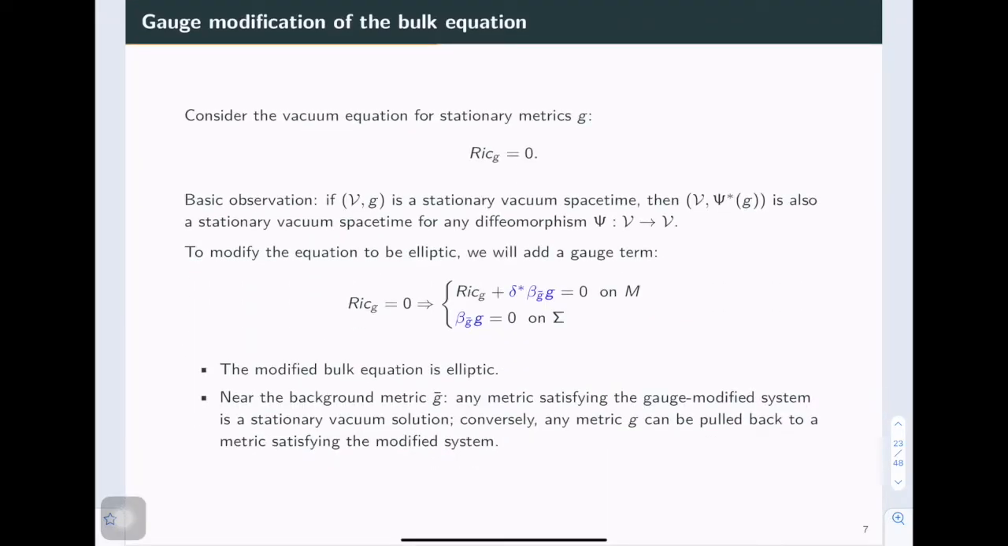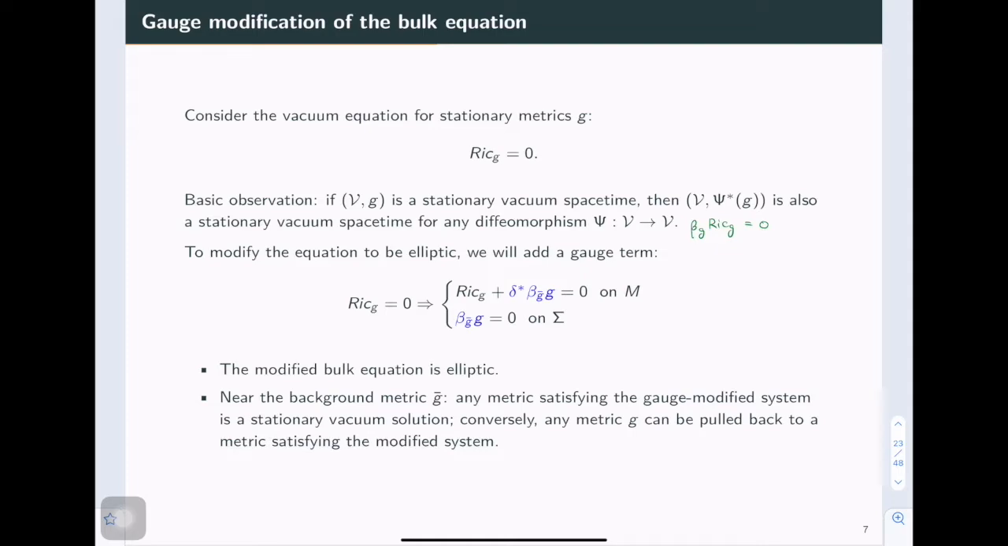After the modification, we can check the symbol of this bulk equation and verify that it becomes an elliptic equation for the metric G. Moreover, we need to make sure that solutions to the modified system are still stationary vacuum. To do so, we can use the Bianchi identity for the Ricci tensor. It is a basic fact that if we take the Bianchi operator with respect to the metric G on the Ricci tensor of G, this is always equal to 0.